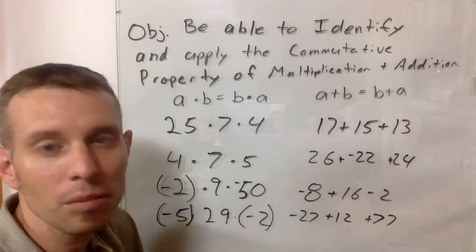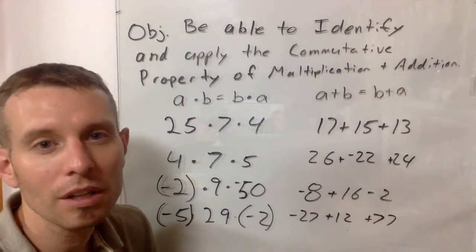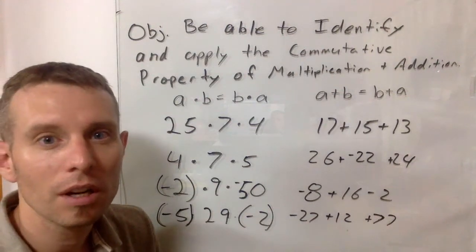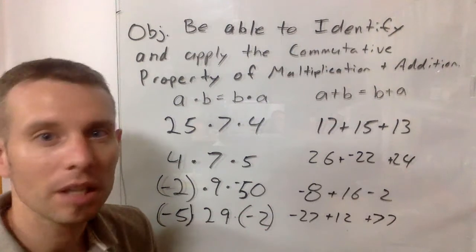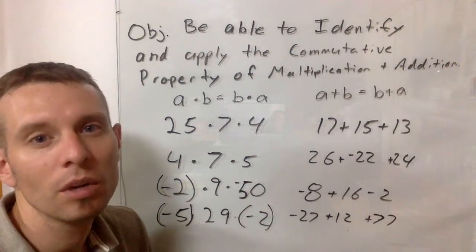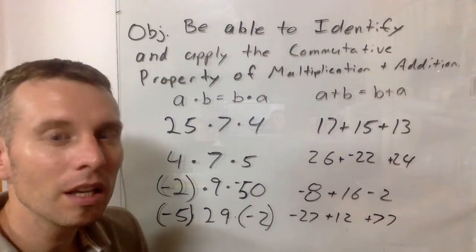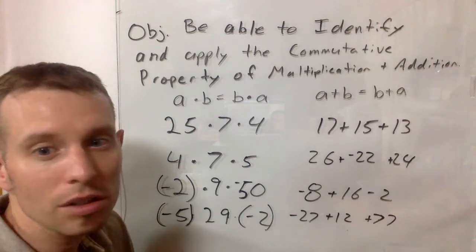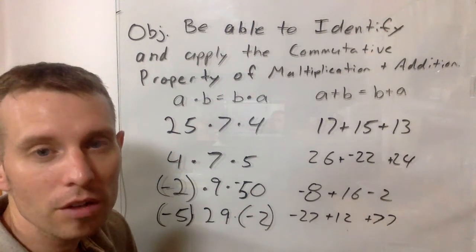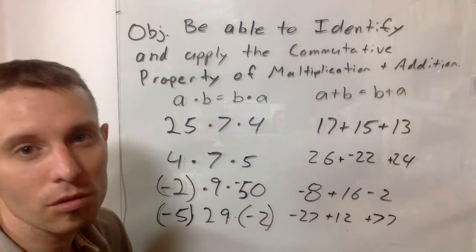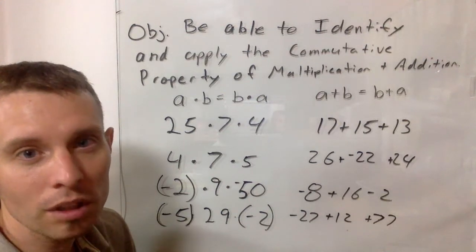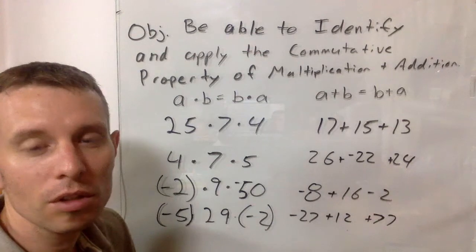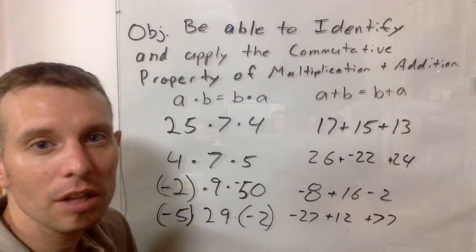Okay, now this is important because this is not the same thing. It does not work for division or subtraction. If you do 5 divided by 10, that will give you 1/2. But if you do 10 divided by 5, that will give you 2. So it doesn't work for division. It also does not work for subtraction. If you do 2 minus 3, you get -1. But if you do 3 minus 2, you get +1. So this only works for multiplication and addition.